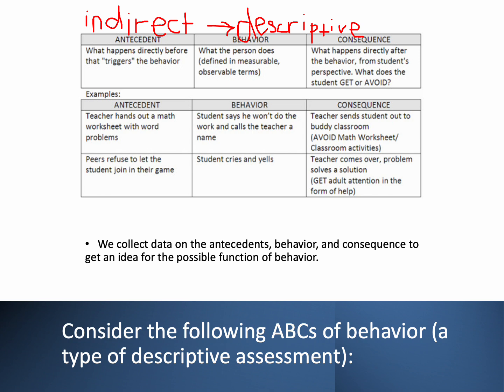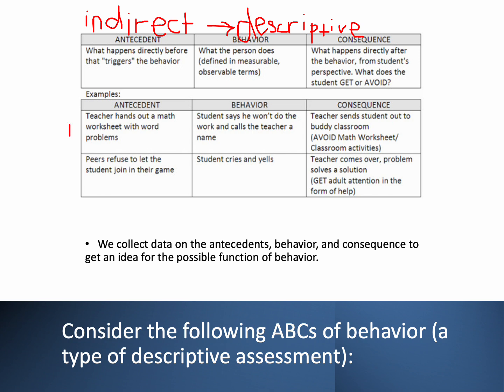Okay, so here's an example of what you would write down. In the antecedents, you would write, a teacher hands out a math worksheet with word problems. Let me break this down even further. You would, for example, be sitting in the classroom with the teacher and the student, and you would simply be observing the student. And when they engage in an instance of problem behavior, you're going to write down exactly what happened right before that behavior, what happened right after the behavior, and what did the behavior look like.